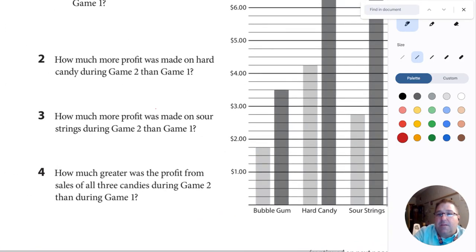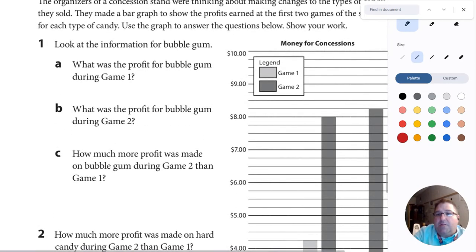Okay. Let's take a look at our questions. So look at the information for bubblegum. So number 1, we're just looking at bubblegum. What was the profit for game 1? What was profit for game 2? How much more profit was made on bubblegum during game 2 than game 1?